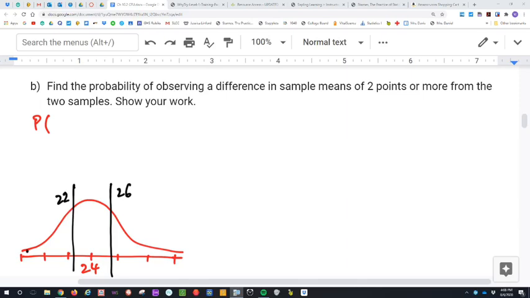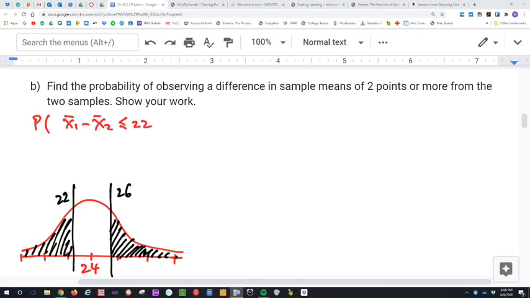So we're going to shade to the left of the 22, because anything less than 22, let's say 20, the difference between 20 and 24 will be 4, right? So that will be more than 2 points, right? They did ask you for a difference in sample mean of 2 points or more. So we need to shade then on the right side of 26. So notice that those two areas are what you need to find. And those two areas are symmetrical. So you only need to find one and you multiply by 2, and that works.